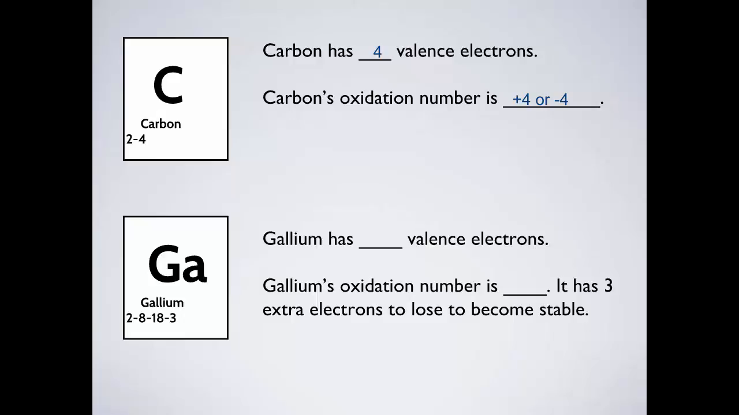What's gallium's oxidation number? Raise your hand if you could tell me. Grady? 3. Give me a plus or minus with it. A plus. +3. It has 3 extra electrons that it would love to lose.